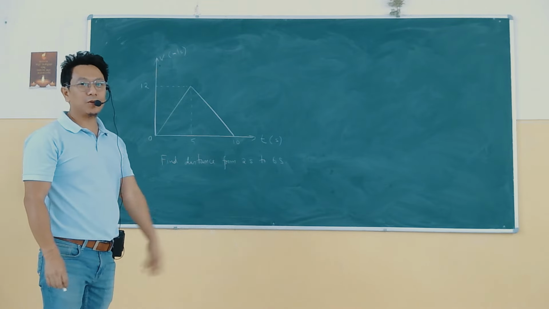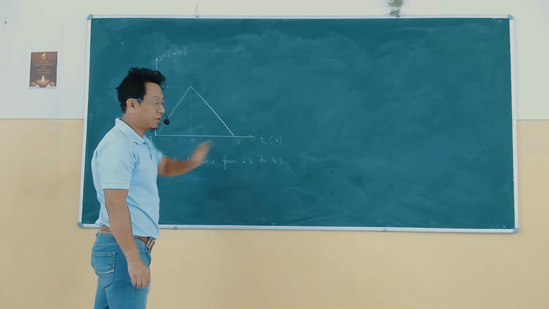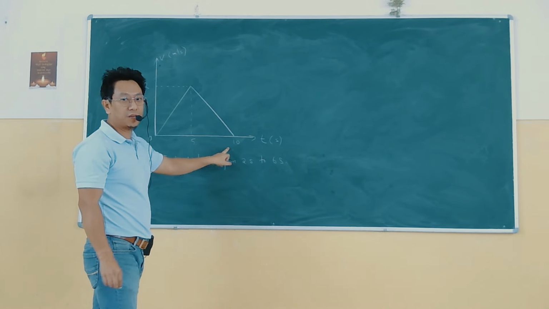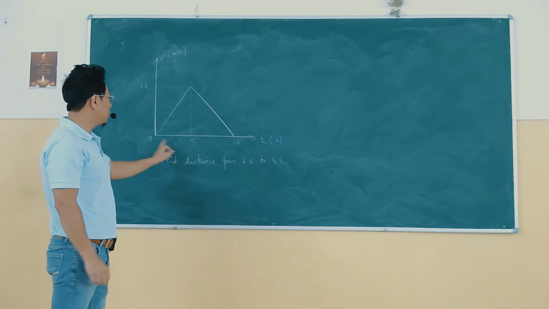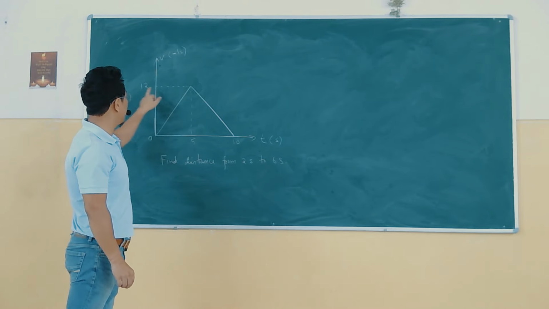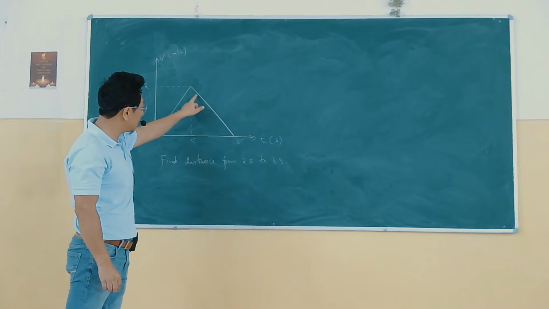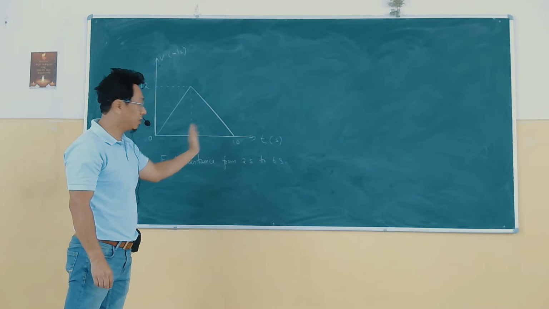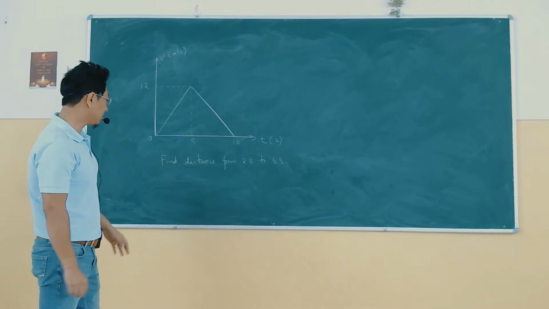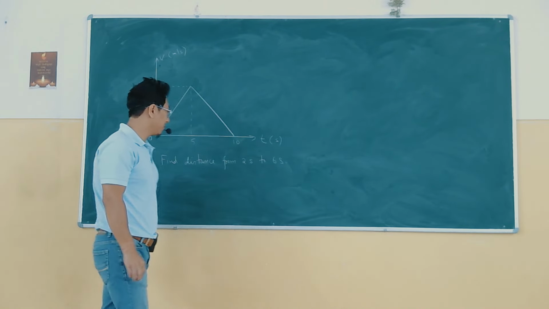So this question is from motion in a straight line. They have given you a velocity time graph between 0 to 10 seconds. From 0 to 5 seconds, velocity increases linearly up to 12 meter per second, and then velocity decreases linearly to 0 for the next 5 seconds. You have to find the distance from 2 seconds to 6 seconds.